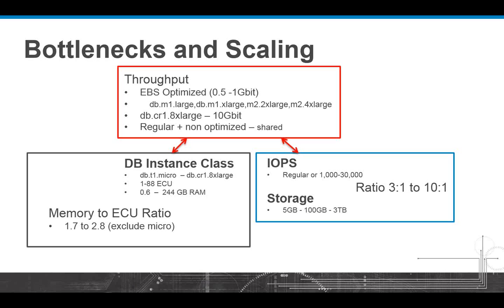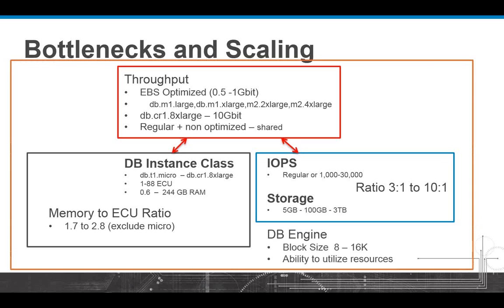And CR1 8xlarge is our mammoth, largest instance. While it's not EBS optimized, it has 10 gig network, which gives you better performance than, for example, an M2 4xlarge instance. Another thing to keep in mind is the database engine that you're using. So far we have centered this discussion around MySQL, which has a block size of 16K. Engines such as Oracle and PostgreSQL have a block size of 8K. So that translates into higher IOPS for those engines.